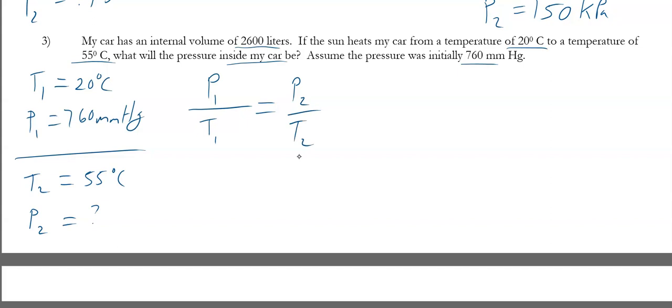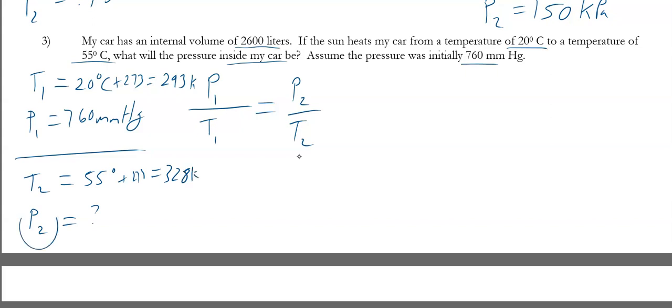Okay, don't forget we need to change Celsius to Kelvin. So add 273, and that's going to give us 293 Kelvin here. And when I add 273, oops. Okay, let's try to fix that here. And I add 273. When I add that, it's going to give me 328 Kelvin.